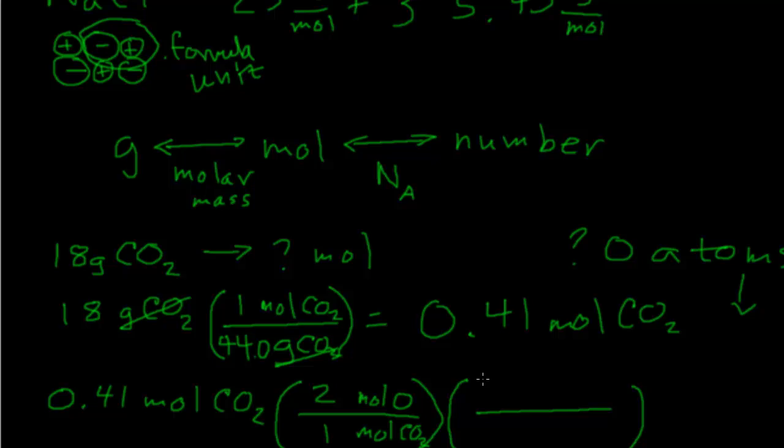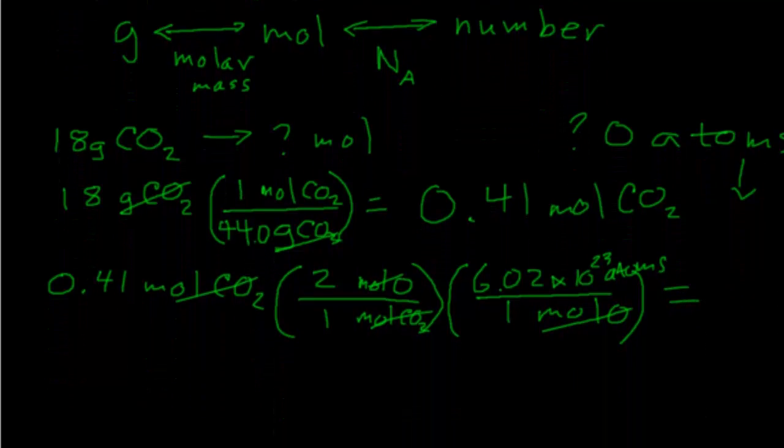I know from Avogadro's number that there's 6.02 times 10 to the 23rd atoms in every 1 mole. So that's another way of thinking about Avogadro's number. It tells us the number per mole. And so now moles of oxygen will cancel out, and moles of CO2 is canceled out. When I do this calculation, I will have my final answer.